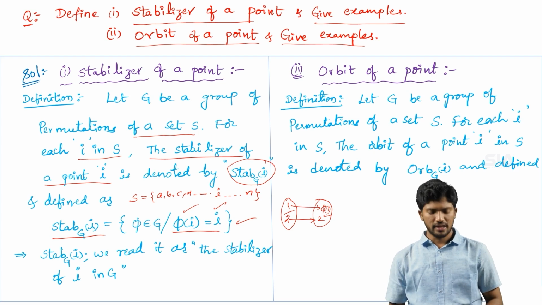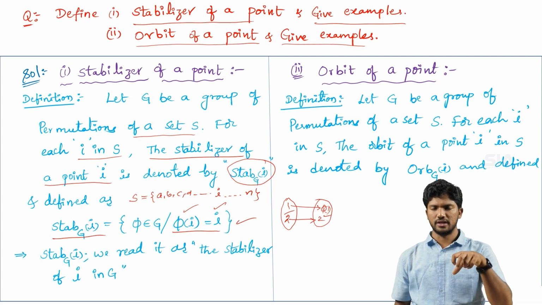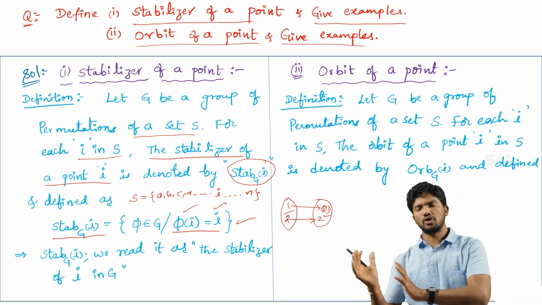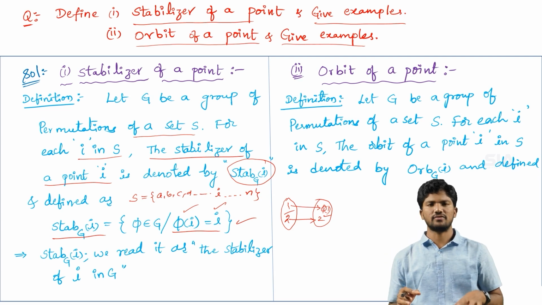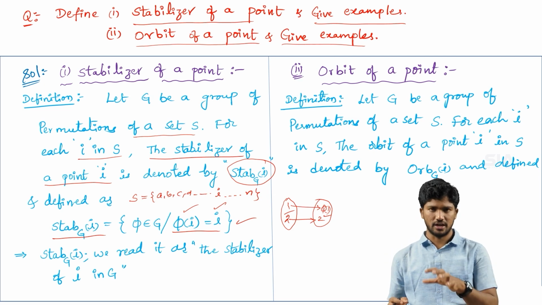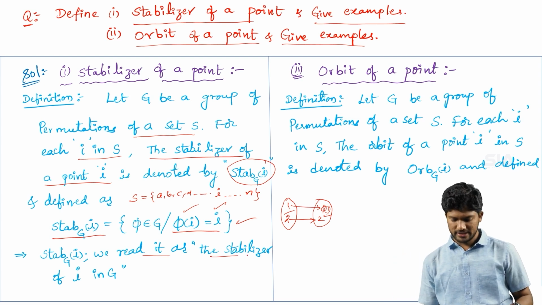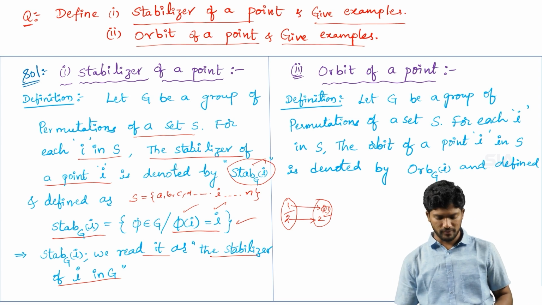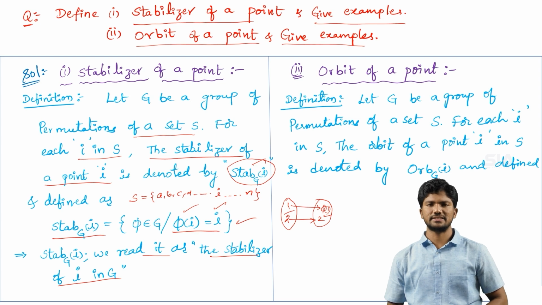Stabilizer of a point. That is the mathematical notation: pi of i is equal to i. If in the domain you take small i, in the codomain the image value pi of i also does not change. That is called the stabilizer of a point. We can learn about it clearly in the examples. Stabilizer of i, we read it as the stabilizer of i in capital G. This mathematical notation we have to read as the stabilizer of i in capital G, where capital G is a group. It is a permutation group of capital S, where capital S is a finite set.